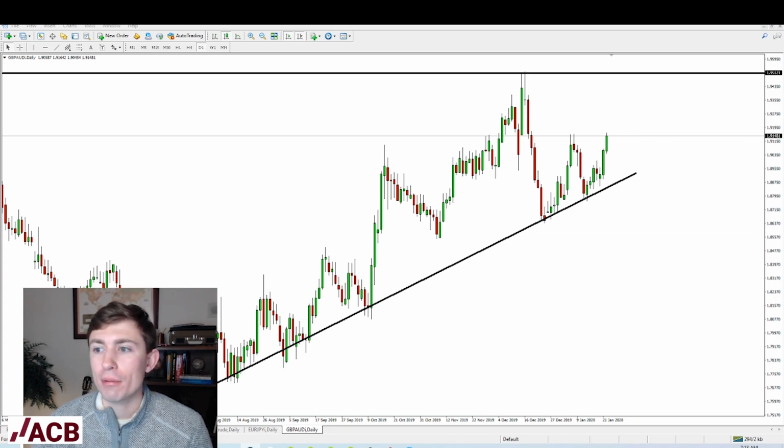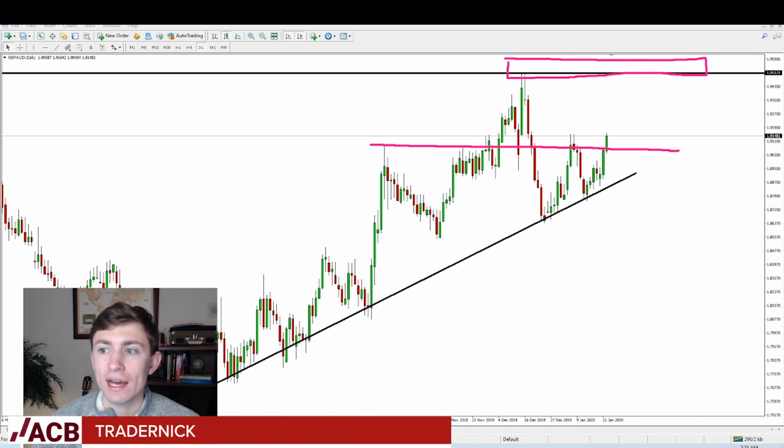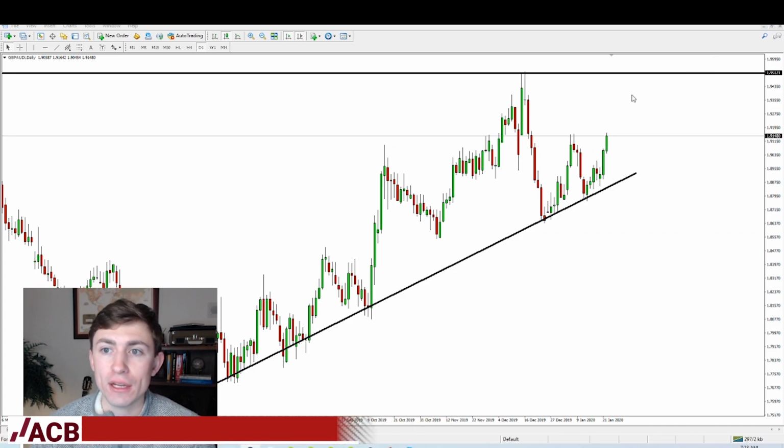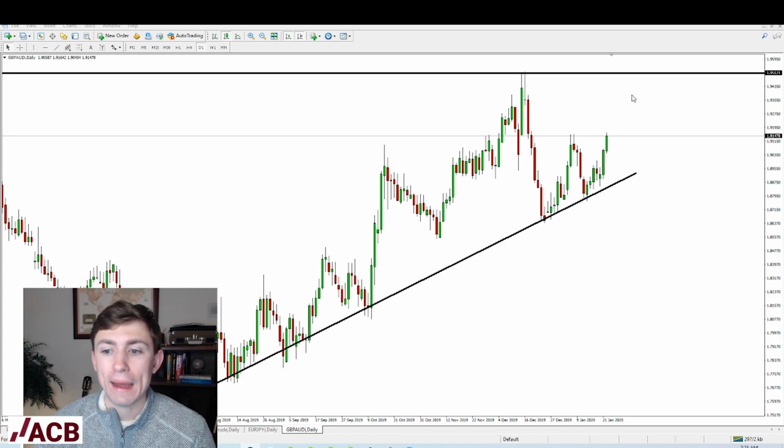The first stop right now that we've made on this pair, which is awesome, is this level right here, right? We already tagged that level, and now the question will be, can we get up to some of these recent highs? My answer would probably be there's a good chance that we make a movement up to that point in the next week or two. So we'll see what happens there on pound Aussie.